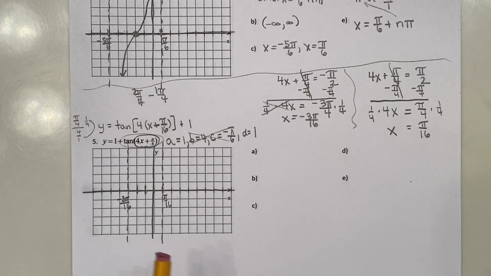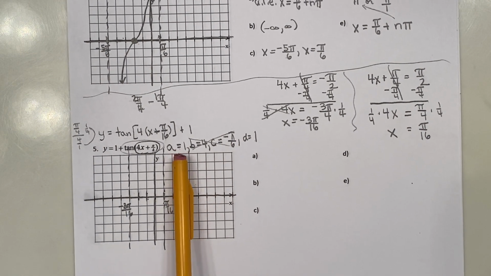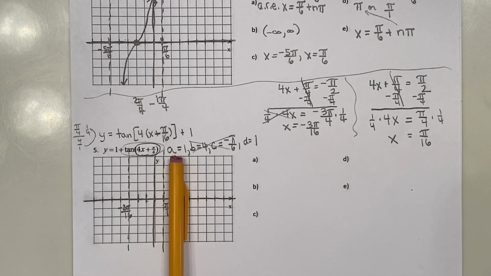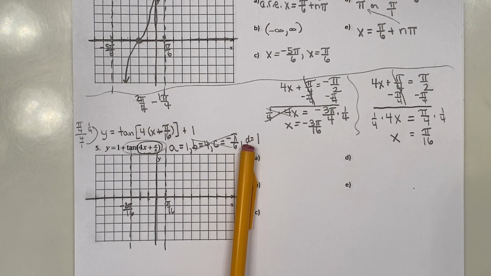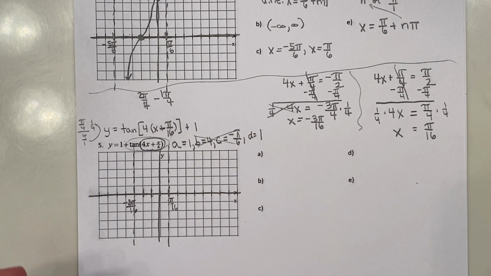All right, all that's left is to make adjustments for A and D. Well, A, there's no reflection on tangent. There's no vertical stretch or shrink, since A is 1, but we do have to shift the graph up 1, all points on the tangent graph.